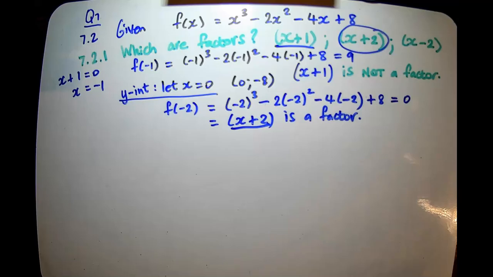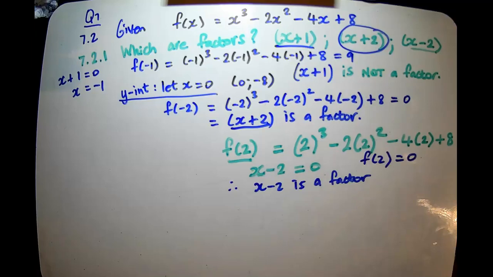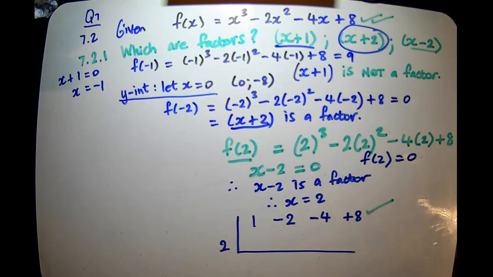The next one is x minus 2. This means we will substitute f of 2 into the equation. On your calculator, work all of that out. How much do we get? We get 0. So since we substituted here and got an answer of 0, this means that x minus 2 is a factor because f of 2 is equal to 0. Okay, so which two are factors? The two on the extreme right are factors.